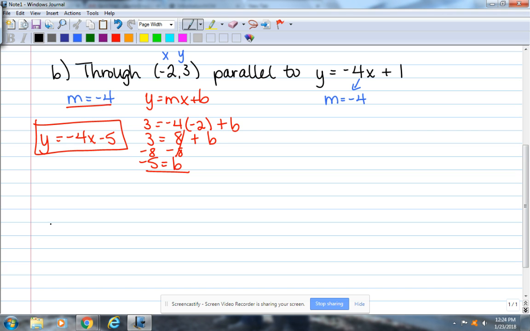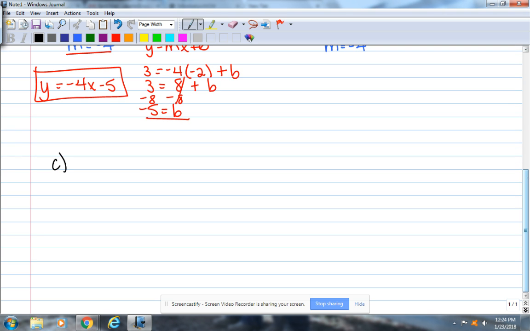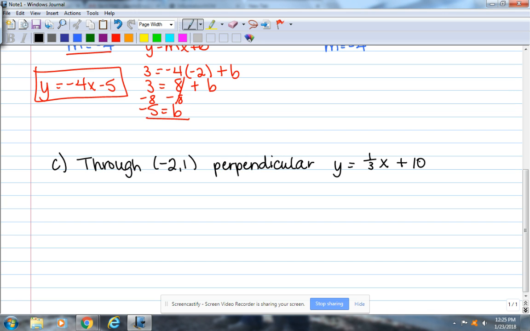All right, my next example, we're going to do the same type of thing. We're going to write an equation of a line. This one wants us to go through the point (-2, 1). But this time it wants us to be perpendicular to the line y equals 1/3 x plus 10. Now again, this second equation is already written in slope-intercept form, so their slope is 1/3.